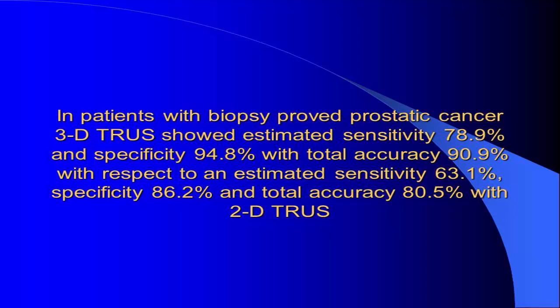In patients with biopsy-proved prostatic cancer, 3D TRUS showed an estimated sensitivity of 78.9% and specificity of 94.8% with total accuracy of 90.9%, with respect to an estimated sensitivity of 63%, specificity of 86%, and total accuracy of 80% with two-dimensional ultrasonography.